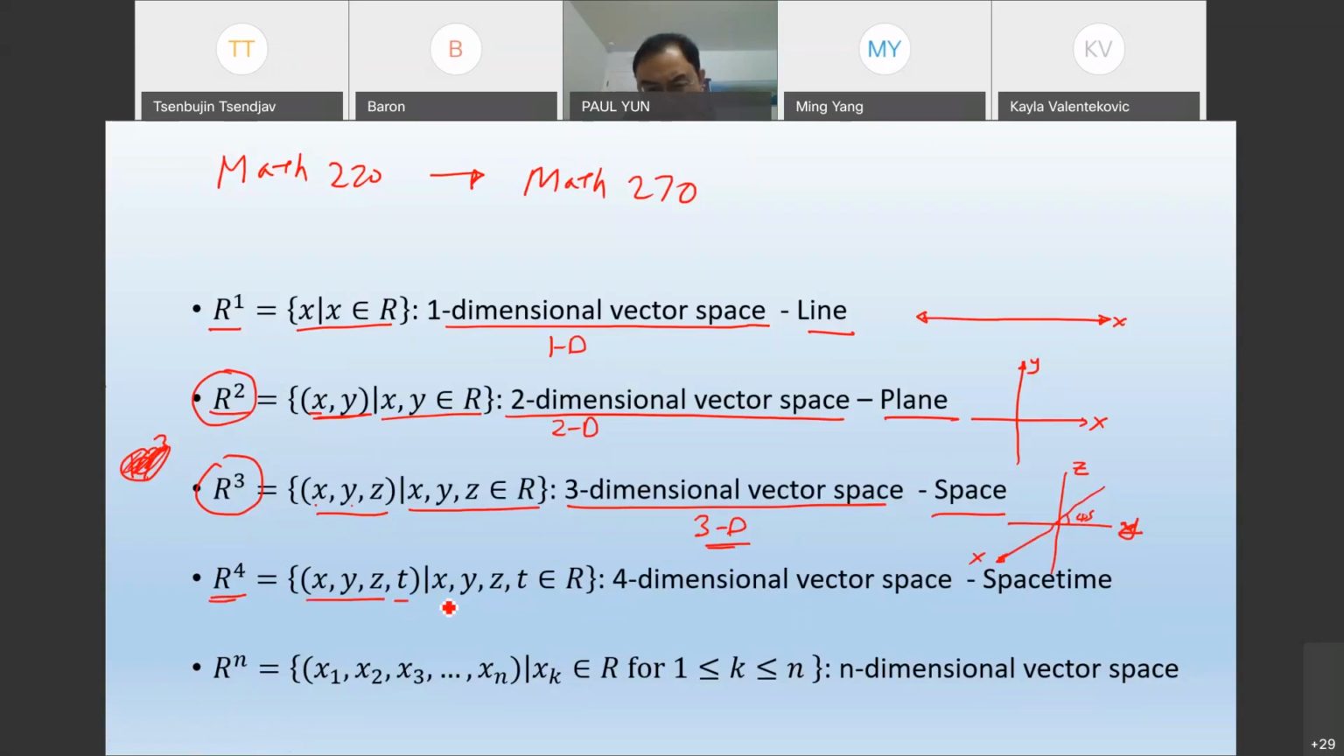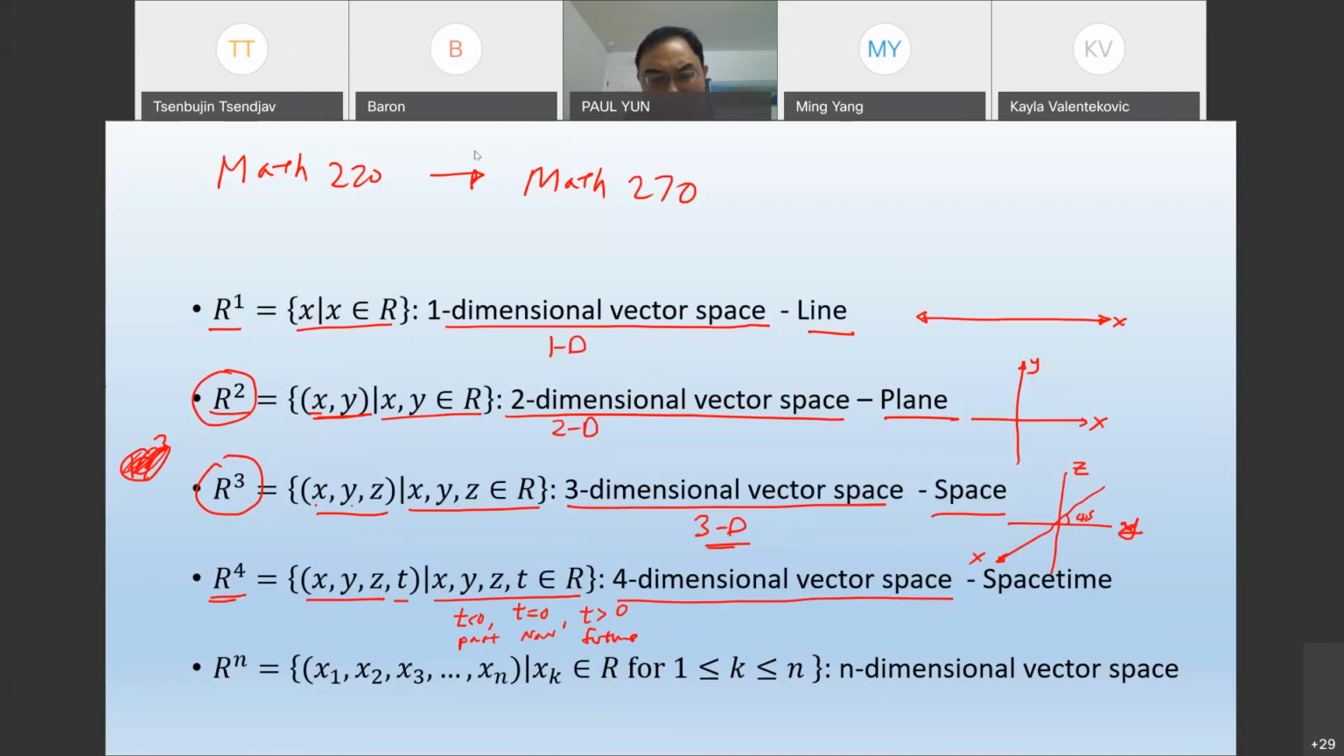x, y, z are real numbers. So maybe t is what? 0. Maybe 0 means now. Maybe t positive means future. Maybe t less than 0 means past. How is that? Past, now, future. How's that? That's called a 4-dimensional vector space, space-time.